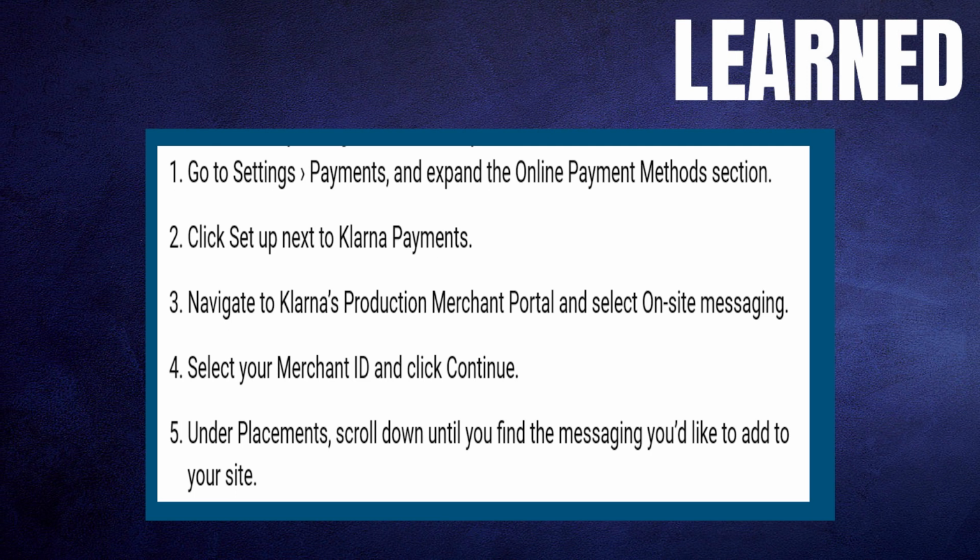After that, navigate to Klarna's Production Merchant Portal and select On-Site Messaging. Now select your merchant ID and click on Continue. Under Placements, scroll down until you find the messaging you would like to add to your site.